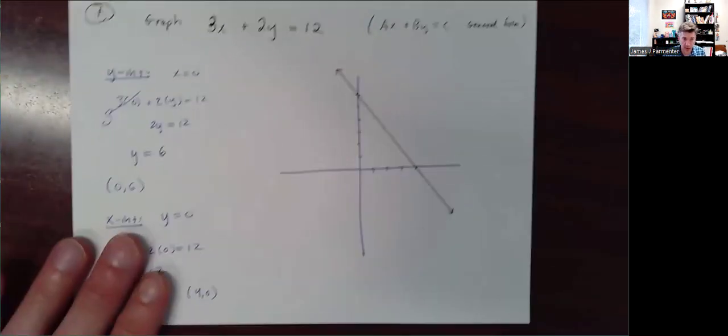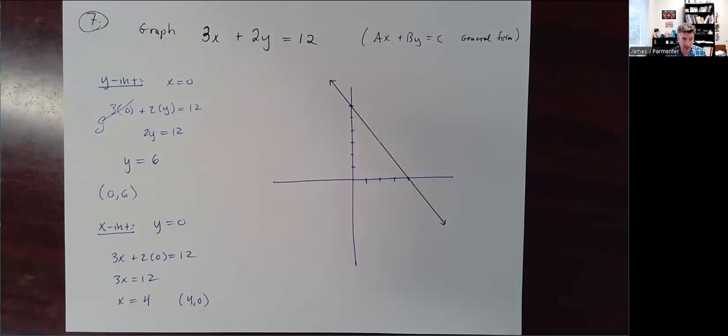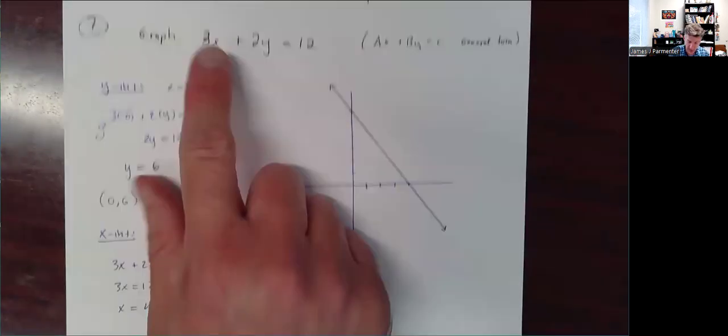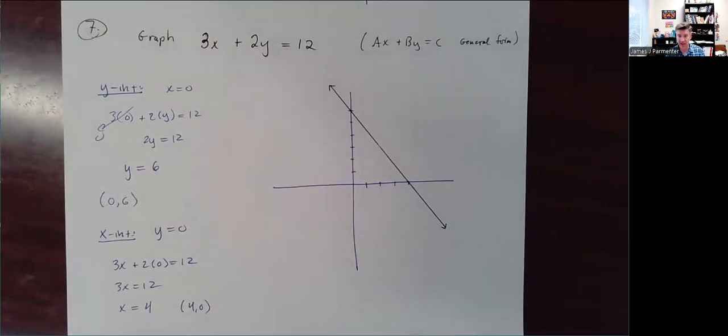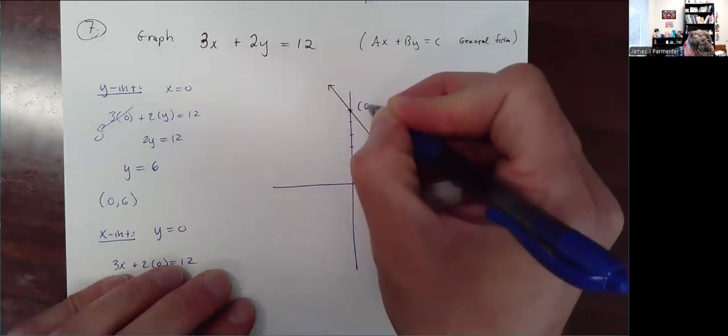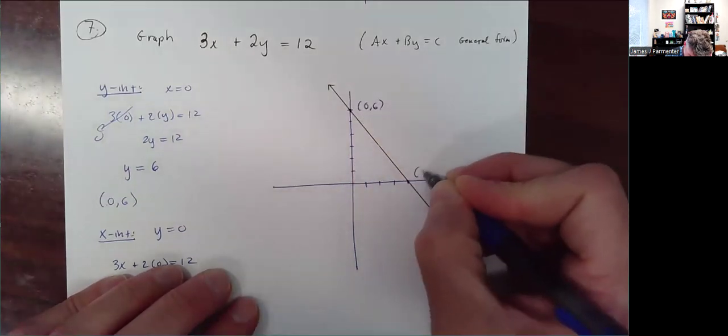I want to point out here, the slope of this line certainly isn't the coefficient of x in my equation. The slope is not positive 3. Slope isn't positive 2. The slope is actually negative 3 halves, I think. Yeah. This point here is (0, 6). This point here is (4, 0).